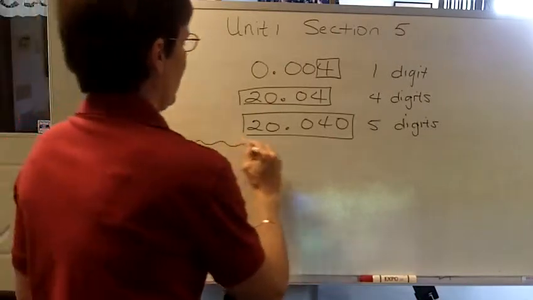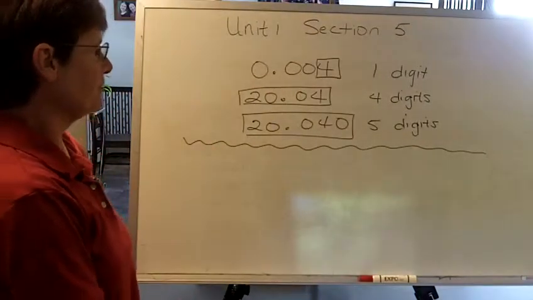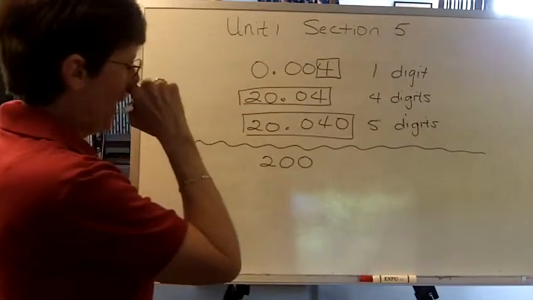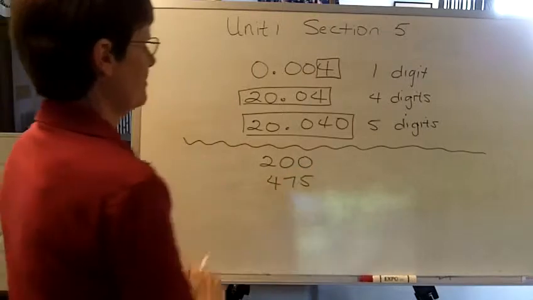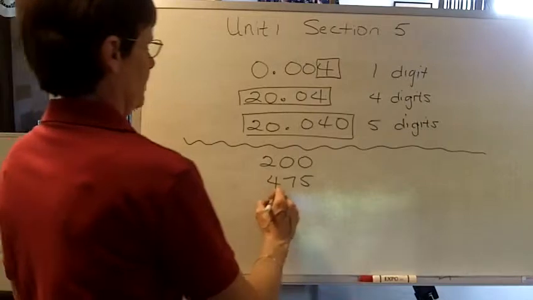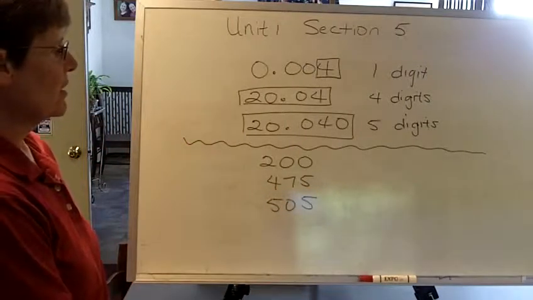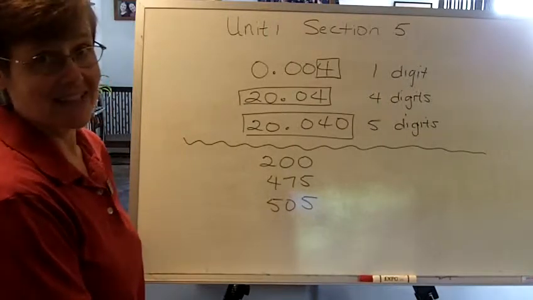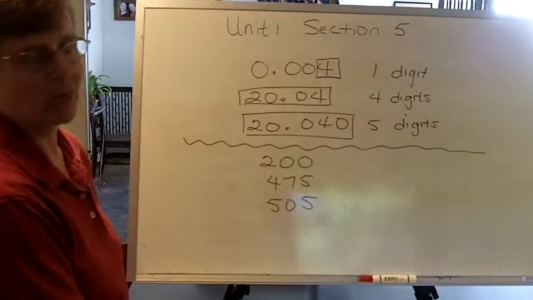All right, let's look at the kind of number where you don't have a decimal point. So let's say that we have the number 200, or we can have the number 475, or we can have something like that. Decimal point absent, we start counting from the Atlantic side. So in other words, we're going to start counting from this side if there is no decimal point.